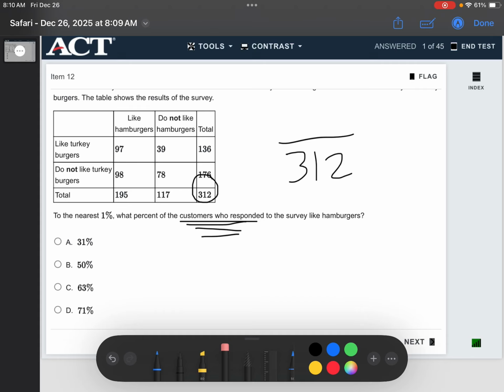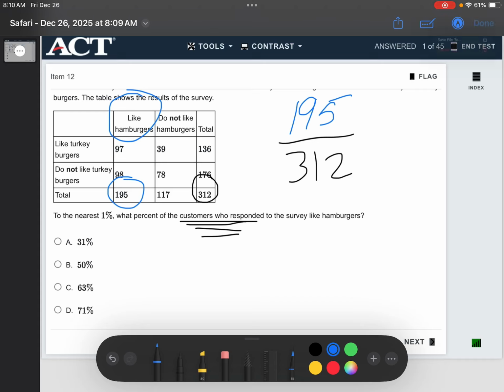So what percent of customers who responded said they like hamburgers? Okay, so all we have to do is find the like hamburgers column, which is this one up here. Maybe we should draw with a pen instead of an eraser, right? And then there's our total that like hamburgers. So, right, some people that like hamburgers also like turkey burgers, so that's fine. We're not here to judge. We're just here to do our calculation, right? So we get 195 over 312. So that is our calculation we need to do.